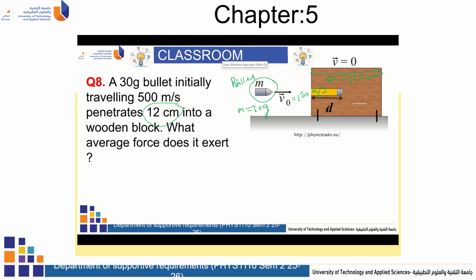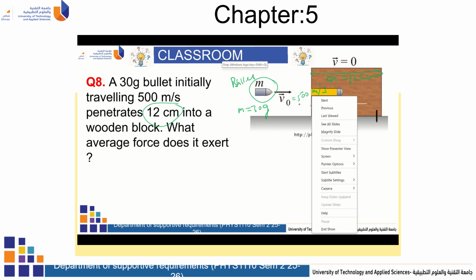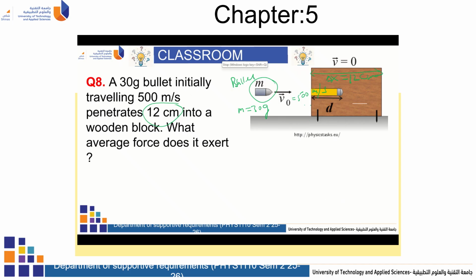So this bullet is hitting here with this velocity. They're asking what is the value of the force that this bullet exerts when hitting here. So we need to find the force.